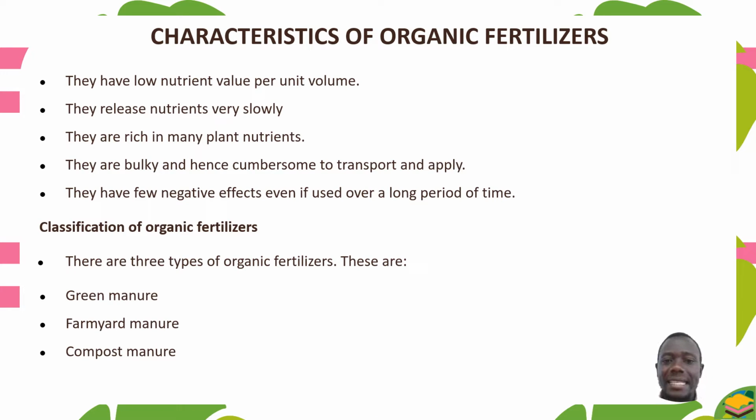So let's look at characteristics of organic fertilizers. The first characteristic of organic fertilizer or organic manure is that they have low nutrient content per unit volume. If you compare the same volume of organic fertilizer and the same volume of inorganic fertilizer, you find that the inorganic fertilizer will have more nutrients as compared to the same volume of organic fertilizer. So the nutrient content per unit volume is very low.